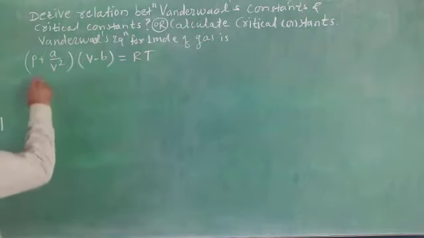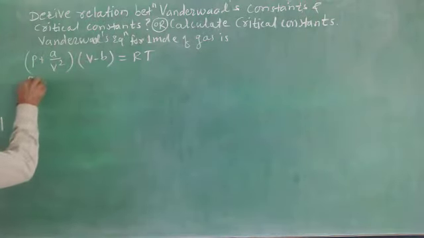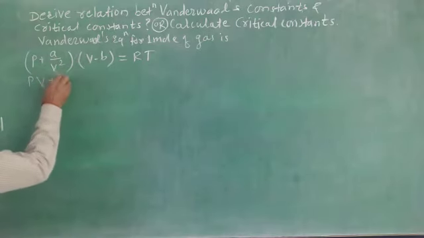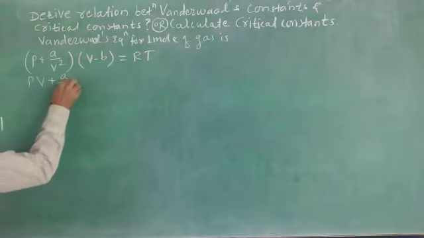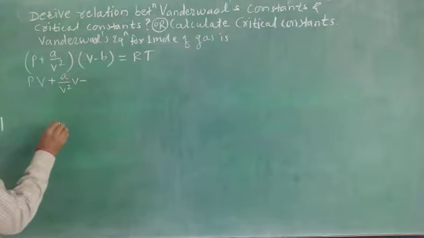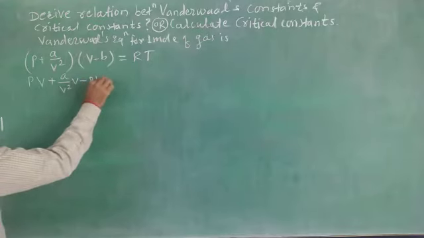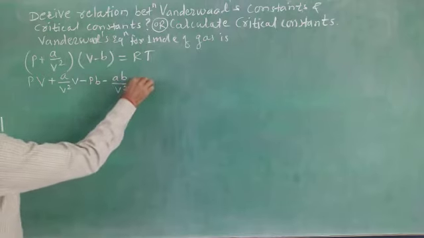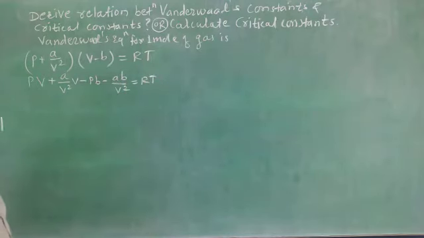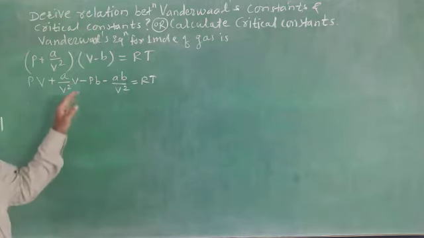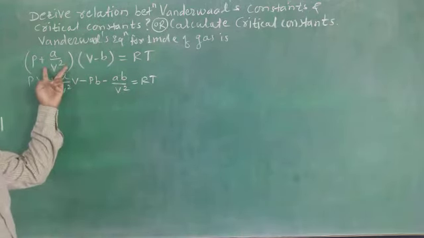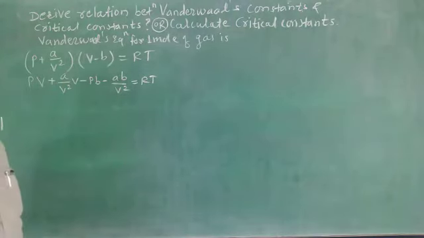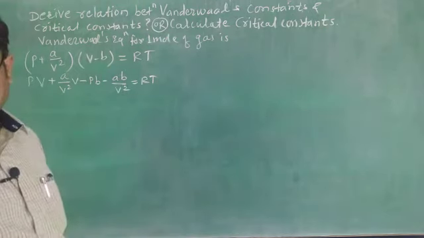Now solve it. P multiplied by V will be PV. Again V multiplied by this one gives a upon V square into V, minus Pb, minus ab upon V square, that is equal to RT. Now you only have to multiply these two brackets. After multiplication you will get this mathematical relation.